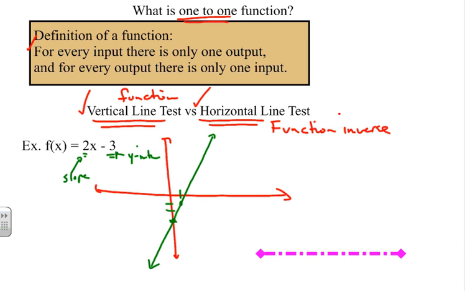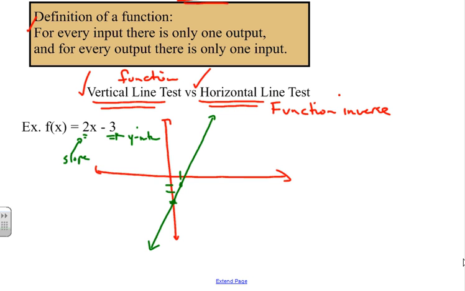All right, so this is a function. It is one-to-one. Because it is one-to-one, what we can do now is find its inverse. So the next thing we're going to do is find the inverse of this function. Now, how do you find the inverse of this function? Because it has an inverse, we're going to actually find it.